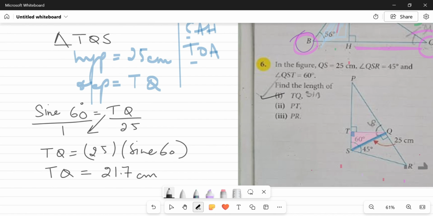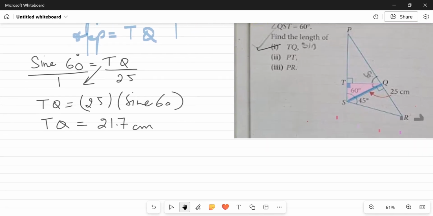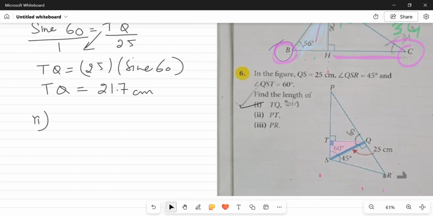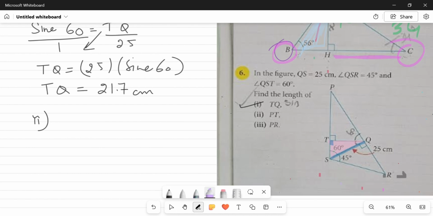Now part 2. In part 2 we need to find out PT. So where is PT, students? PT is one leg of the right angle in the first triangle. So again we need two things: the angle theta and one known side. TQ we have found, which is one side of the right angle. So if this one is 60 degree, the opposite side is also 60 degree, so this one is also 60 degree.